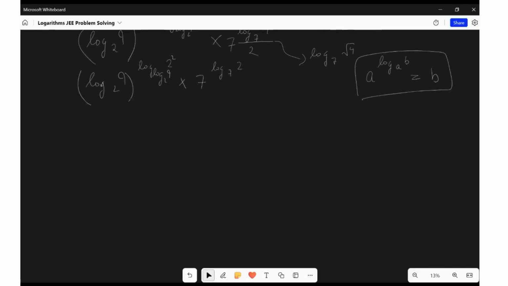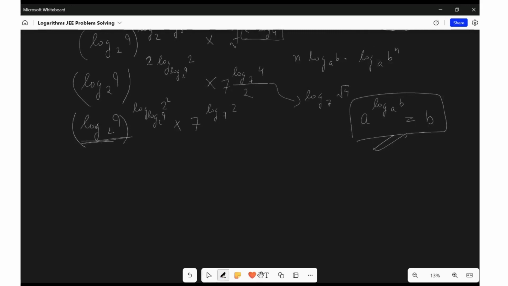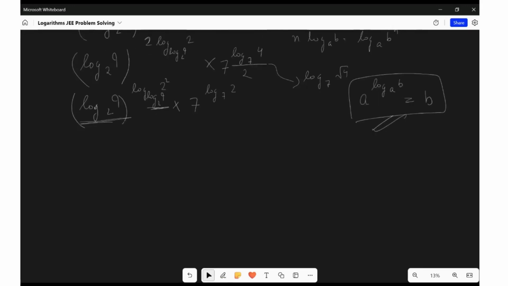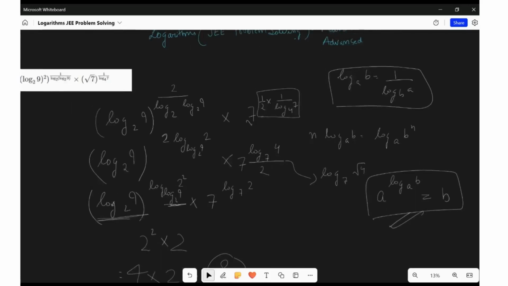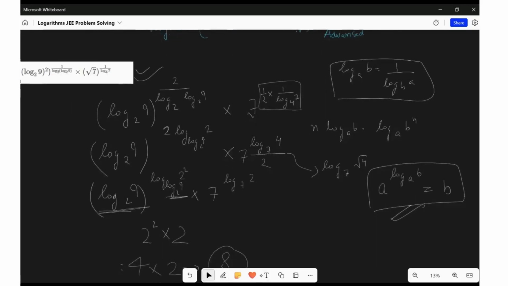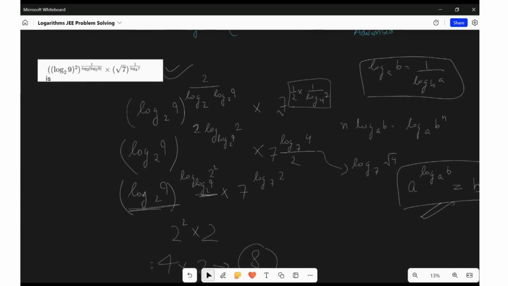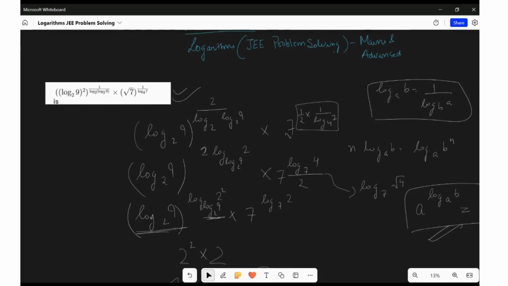So in this we can see that log 9 base 2 is a, and it is the same in this form. You can visualize this, that this is a and this is a. So it is just 2 square into, and here again 2. Now 4 into 2 is nothing but 8, and 8 is the answer for this problem. So that's how we solve this problem. It was very easy. It's just simple properties which we saw in the previous video. Let's look at the next question.